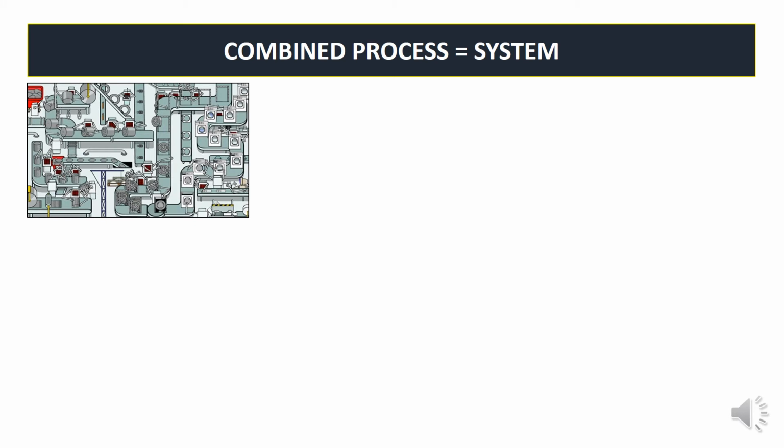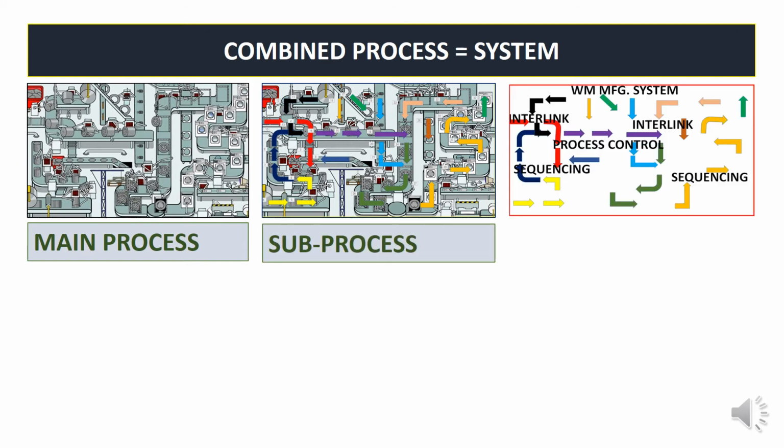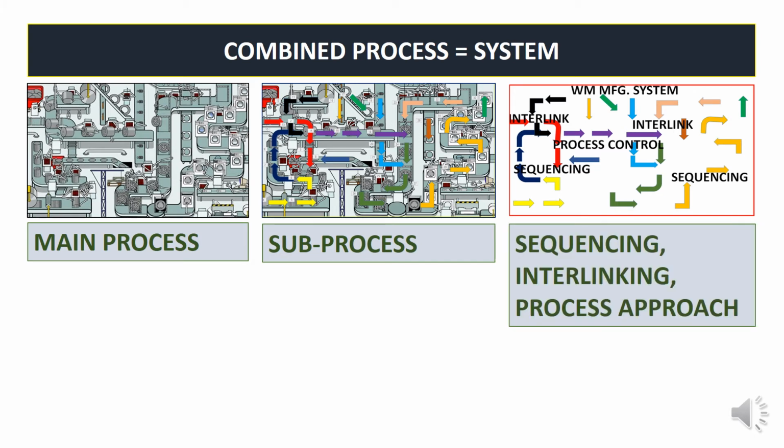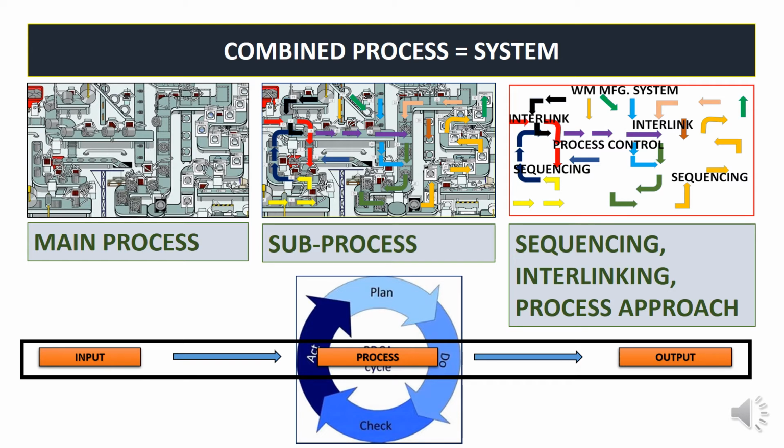Just for the review purpose, we started with a washing machine complicated process where it was having main process, and then we saw in detail the small or sub processes, and we saw how it works with the help of sequencing, interlinking and process approach of sub processes. Every time we saw that the base was the process approach, that is input, process and output, with the help of PDCA cycle.